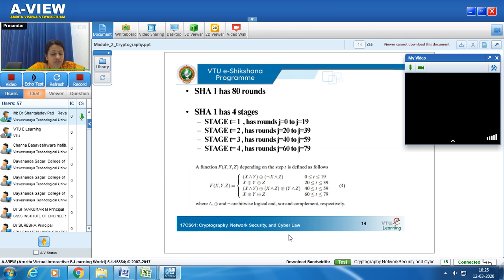Similarly, the contents of S2 are XORed with the contents of S3, which is then XORed with the contents of S4. That is, the 3 registers whose input is passed to the F function are XORed for the next 20 rounds, that is round 20 up to round 39. Then similarly we perform this operation for rounds 40 to 59, and then the XORing operation of all the 3 registers for rounds 60 to 79. I hope this is clear. This gives a reasoning as to why we need to divide the entire 80 rounds into 4 stages.